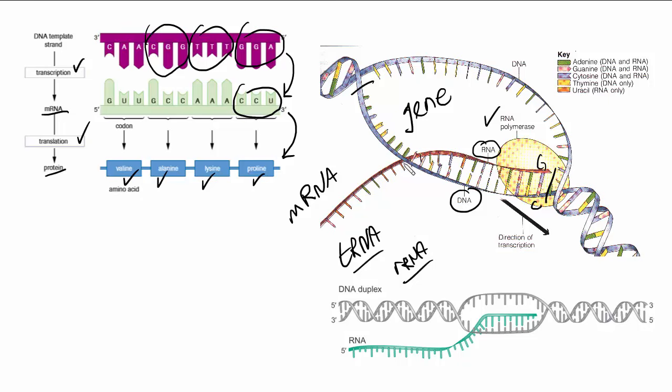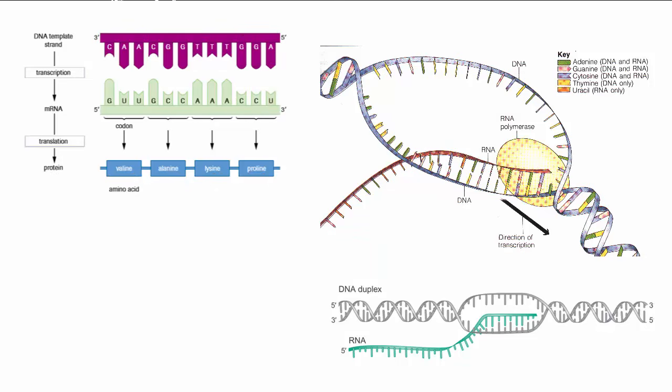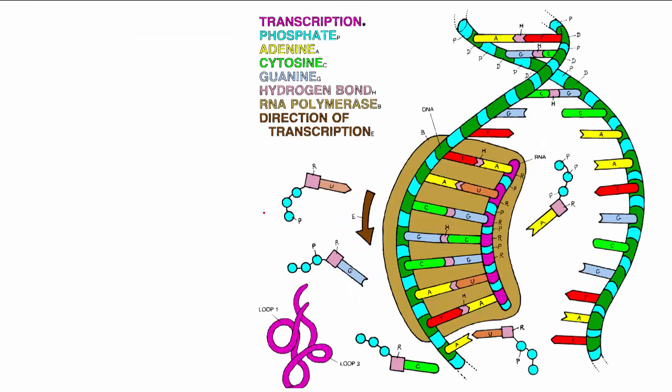We now have a copy of the code, and we need to read that code, read the genetic code. And this diagram here just shows a simplified version showing how the DNA opens up or unzips at the location that it needs to, because that's where the gene is, and then RNA is produced. All right, so let's go on and have a look at translation.